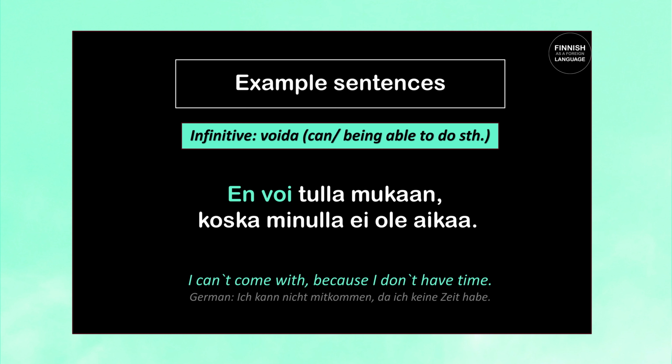Then we have koska, which means because, and minulla ei ole aikaa means I don't have time. You probably already know that minulla ei ole structure. It belongs to the possession structure. Minulla on, minulla ei ole. So let's repeat. En voi tulla mukaan, koska minulla ei ole aikaa. I can't come with because I don't have time, or I can't join you because I don't have time.